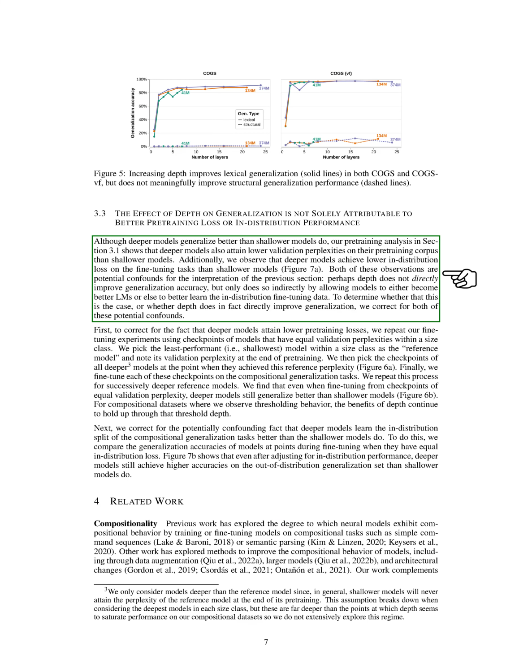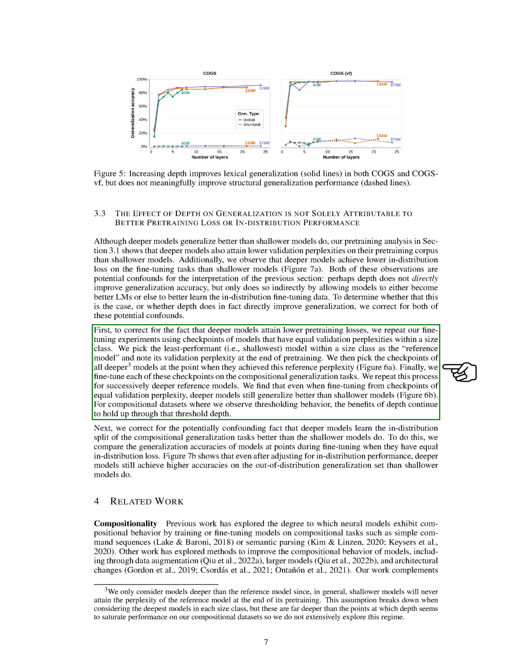Although deeper models generalize better than shallower models, our analysis shows that deeper models also achieve lower perplexity on their pre-training corpus than shallower models. Additionally, deeper models achieve lower loss on the fine-tuning tasks than shallower models. To determine whether depth directly improves generalization accuracy, we corrected for these potential confounds. We repeated our fine-tuning experiments using models that have equal perplexity within a size class. We found that even when fine-tuning from checkpoints of equal perplexity, deeper models still generalize better than shallower models.